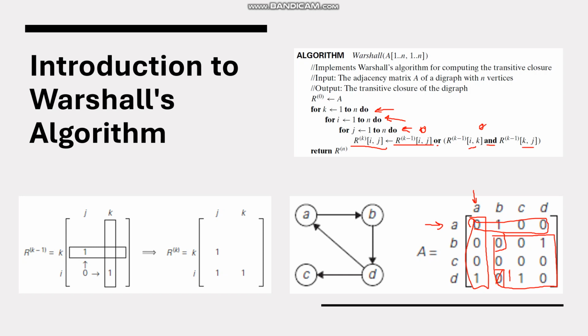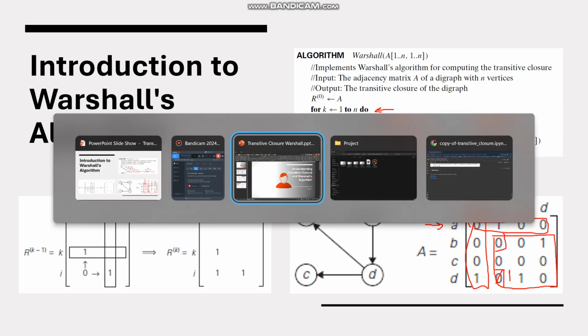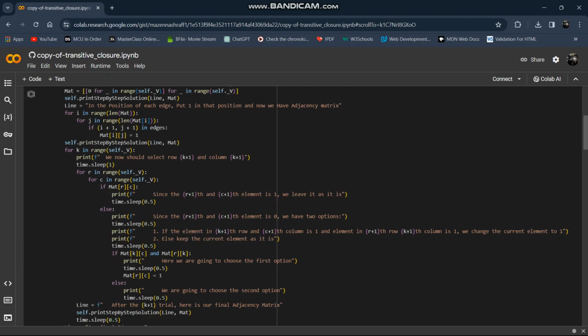So 1 and 0 is going to be 1. But if nothing is achieved, it's going to be 0 or 0. So the value we try to keep is 0. This is the pseudocode. Now let's go over our implemented code in Python.